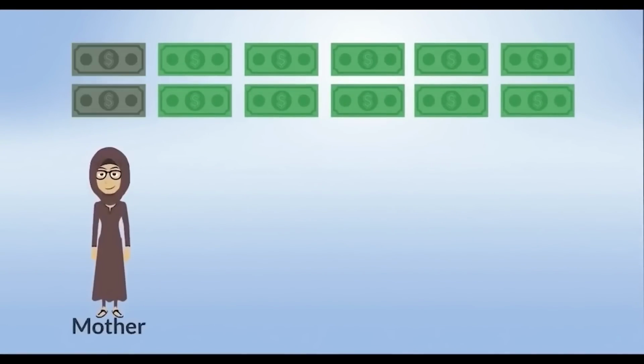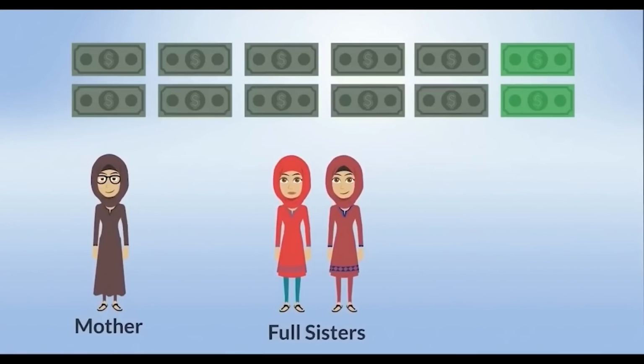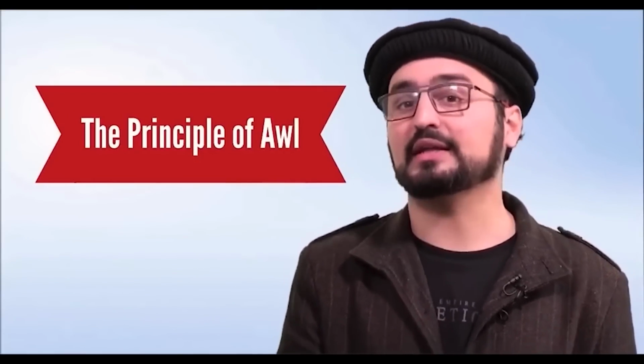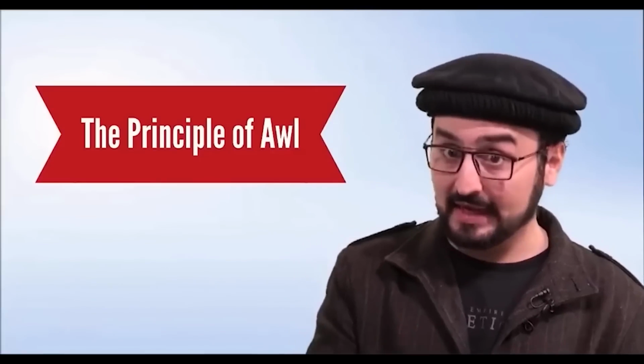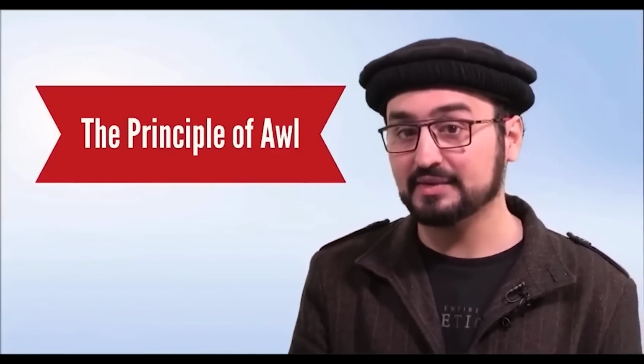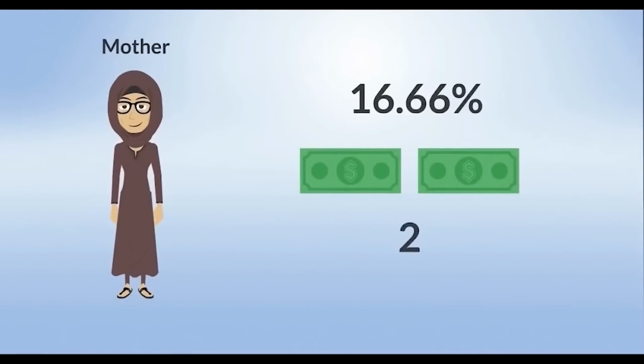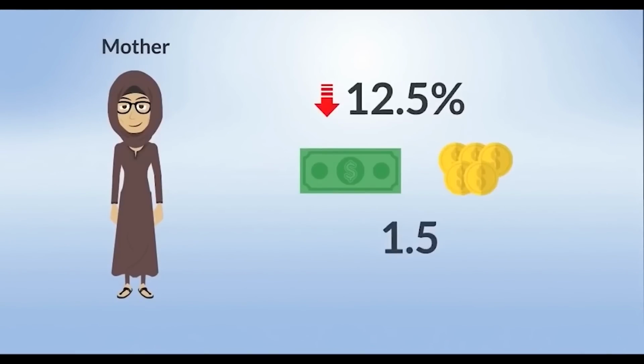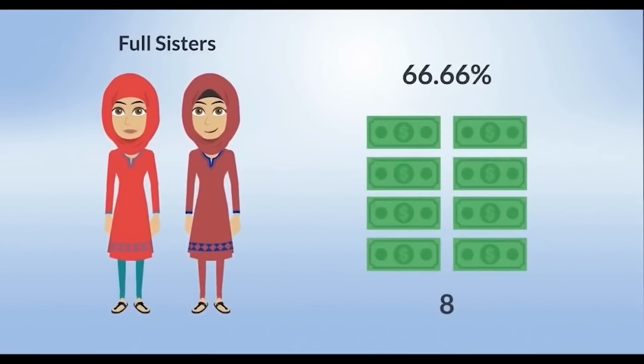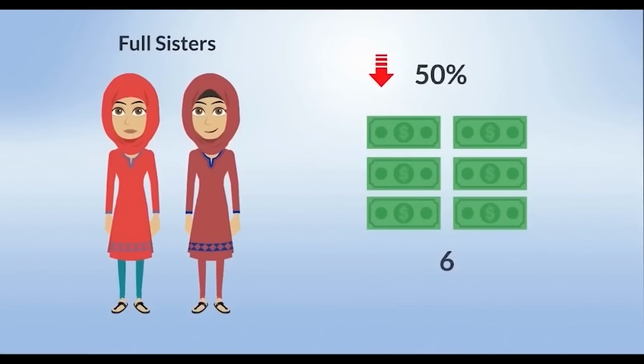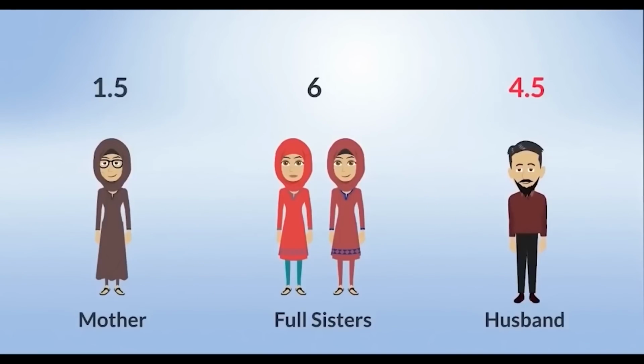But after the mother receives 2 rupees and the sisters 8 rupees, only 2 rupees remain, while the husband is due 6 rupees. Again, the traditional scholars apply the principle of 'awl' to reduce all shares equally. So the mother's share is reduced from 16.66% to 12.5%, rupees 1.5. The sisters from 66.66% to 50%, or rupees 6, leaving rupees 4.5, which is then given to the husband, reducing his share from 50% to 37.5%.